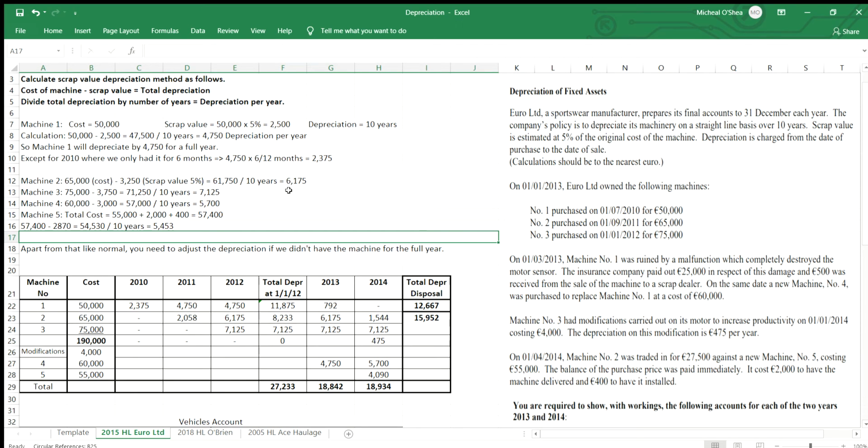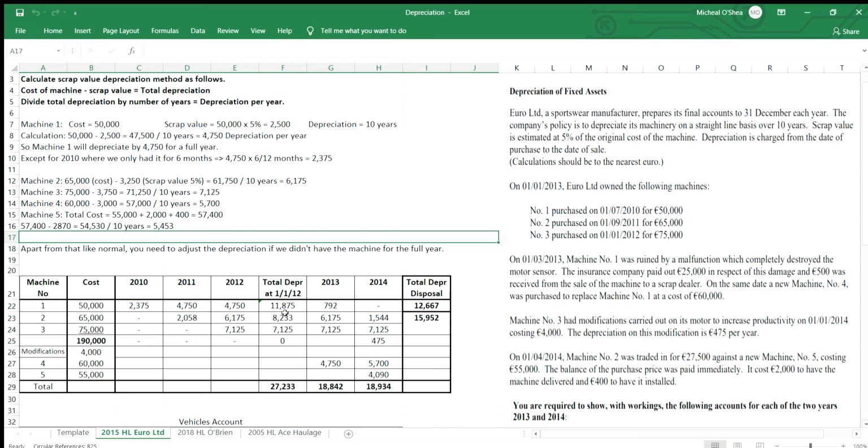So this normal depreciation we found here, 6175, slots in for this. Total depreciation 8233. Machine number 3 cost 75 grand. We purchased it at the beginning of 2012, which means we had it for the whole of 2012. So when we calculated the depreciation here, it was 7125. So 7125 is total depreciation for 2012.